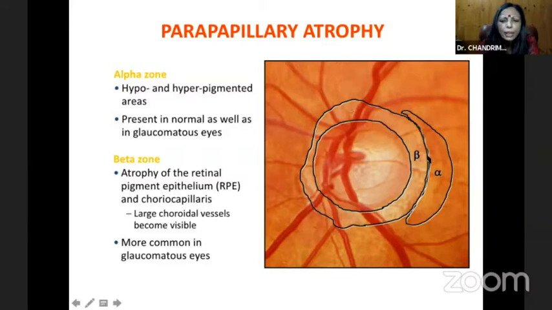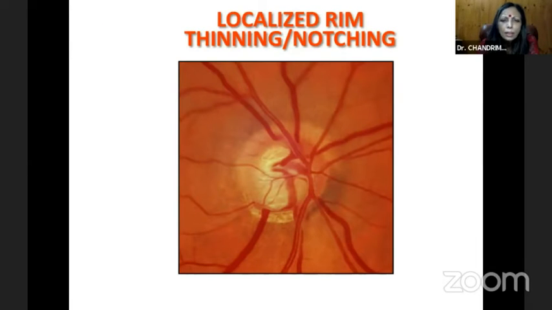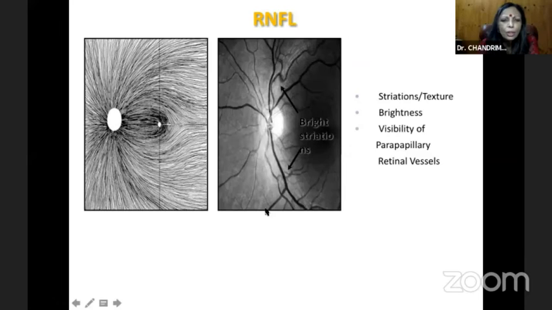We are not bothered about the alpha zone. If there is a beta zone, that's pathognomonic of glaucoma. Optic disc hemorrhages: detection of disc hemorrhages requires careful optic disc examination, as you see in these pictures. Localized thinning or notch is also a pathognomonic feature. There's a notch out there inferiorly, and that's pathognomonic.